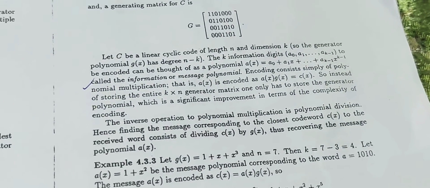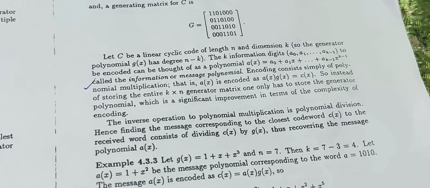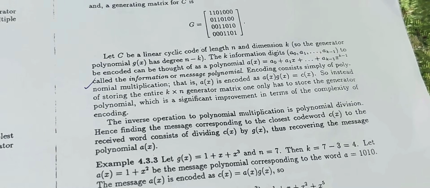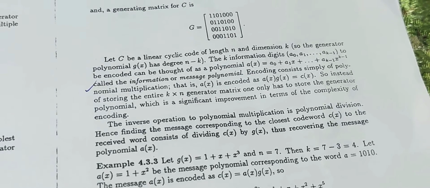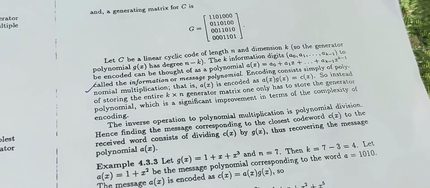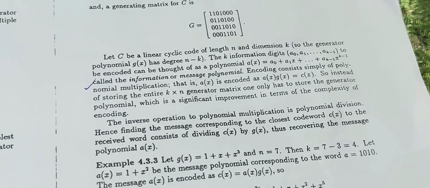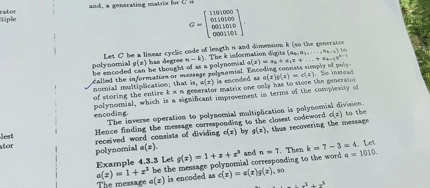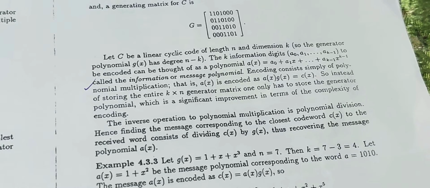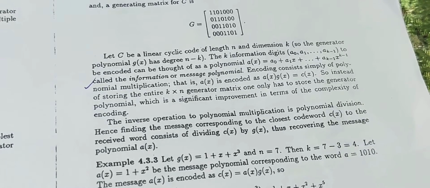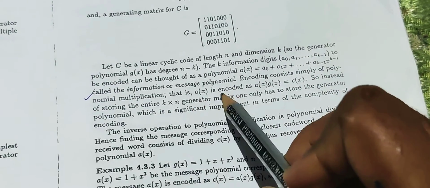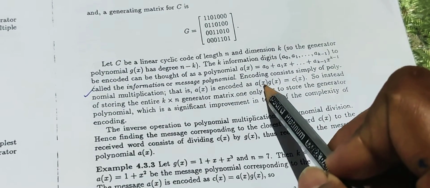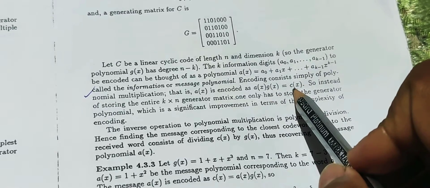So the next section: C is a linear code of length n and dimension k, and g of x is the generating polynomial. The k information digits a0, a1, a2, etc., ak minus 1. A of x is equal to a0 plus a1 x plus etc., ak minus 1 x raised to k minus 1, and is called the information or message polynomial. So encoding and decoding: we already saw that C of x is congruent to a of x into g of x. So a of x is encoded, that is, a of x into g of x is equal to c of x.